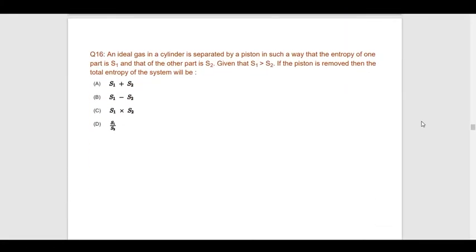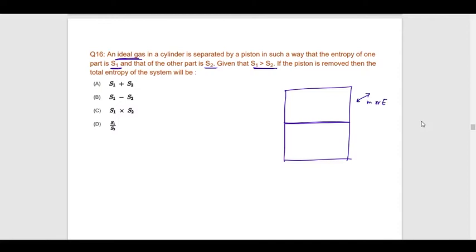Next question says that an ideal gas cylinder is separated by a piston in such a way that entropy of one part is S1 and that of the other part is S2. Given that S1 is more than S2, if the piston is removed, then the total entropy of the system will be. Okay. So in this case, we should understand that if there is a cylinder separated by a piston, it means there are two chambers in this ideal cylinder. Ideal cylinder will be the type of cylinder which is forming an isolated system. It is neither going to exchange mass or energy from the surrounding, right?